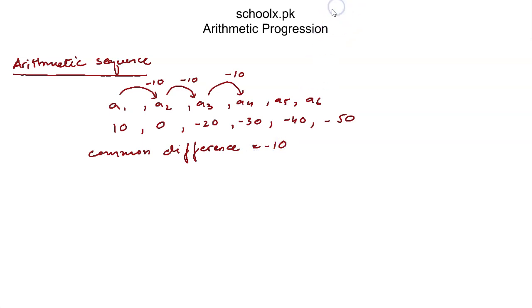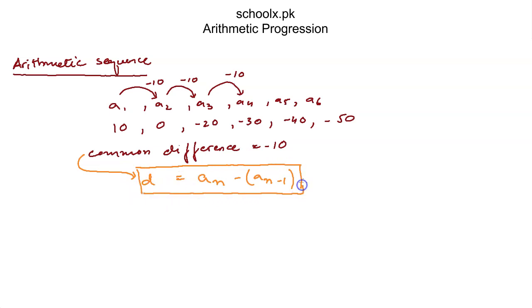So what actually is the formula for finding the common difference? It's quite simple. D, the common difference, equals An subtracted by its previous term. Now these two terms can lie anywhere in a sequence, provided these two must be consecutive terms. A term must be subtracted by its previous term to get D. D can be negative or it can be positive. In this case, D is negative 10, hence D is negative. So this is the formula for finding the common difference of a sequence.